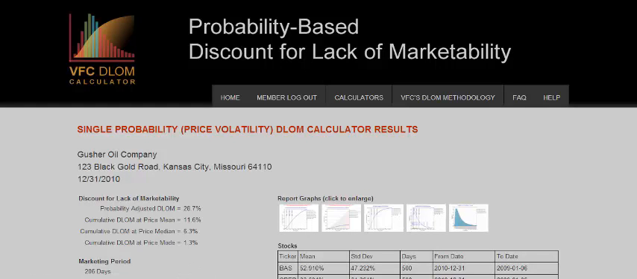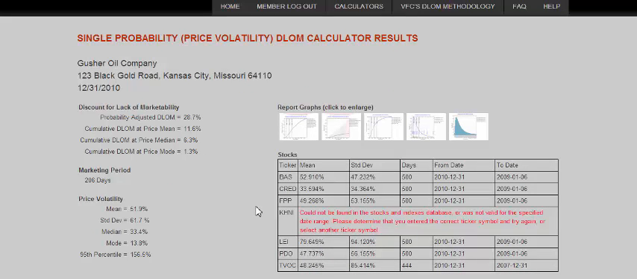Now we see a screen report for the results of a single probability DLOM that is based on price volatility probability. The report has several features. The left section includes a results summary. It shows the probability-based DLOM in this example is 28.7%.